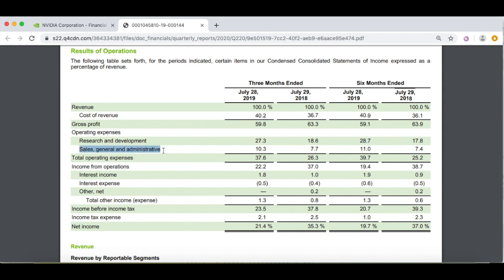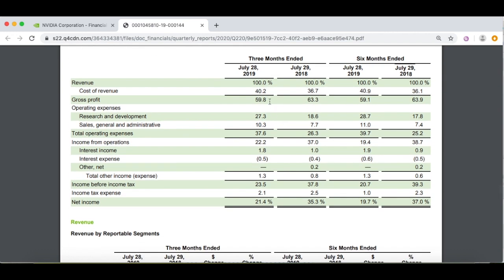Sales and general administration, you like to see this stay about in this range, okay? Especially when they're trending down in revenue. The sales staff does not deserve more money when revenue is going down. At least that's my opinion. Total operating expenses, again, 37% of this revenue number.